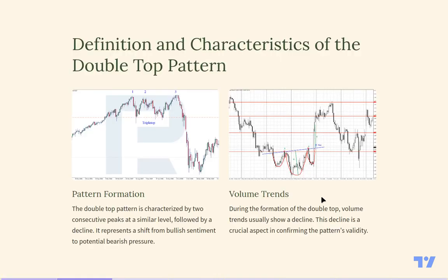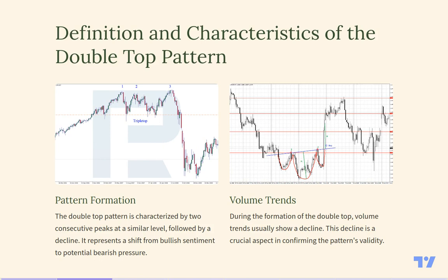Now, the definition and characteristics of the double top pattern. As you can see on the screen, there are examples of the double top pattern. There's also a triple top. Sometimes it will double top, reach a certain level, then go up, and then it will just go down and completely crash to the floor. And another double top pattern is here. This is one and this is two. Then it just crashes from that peak and then it goes straight up. So that is the pattern formation.